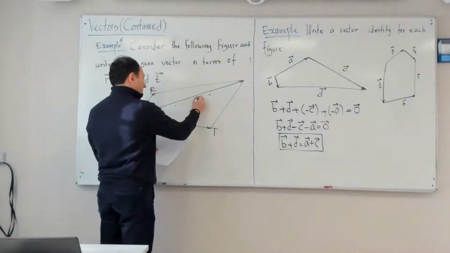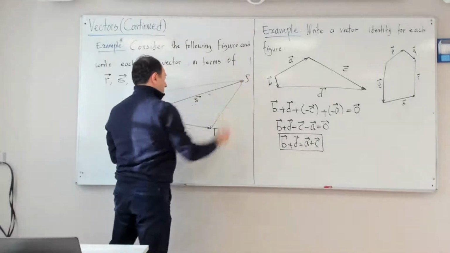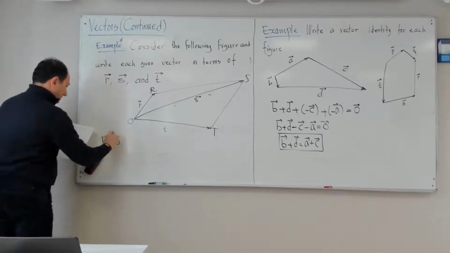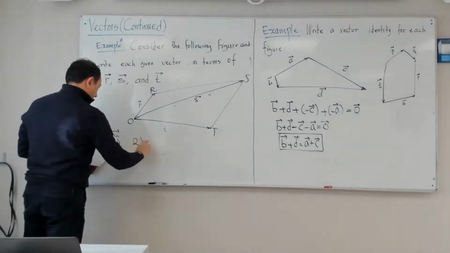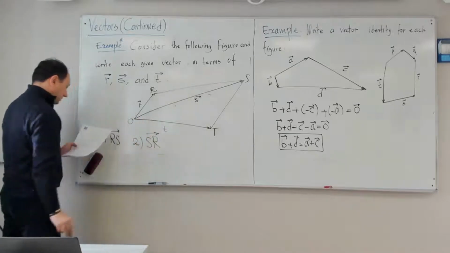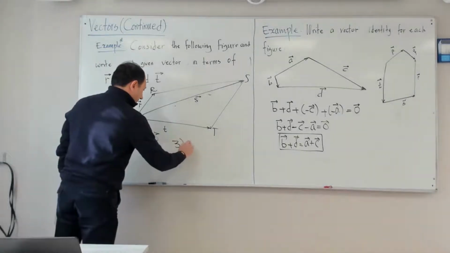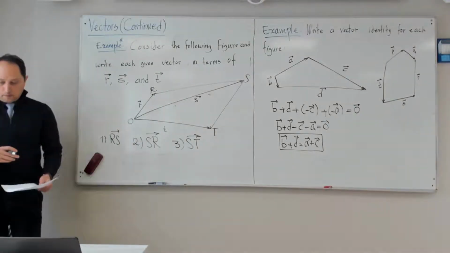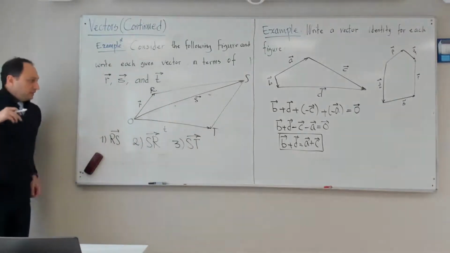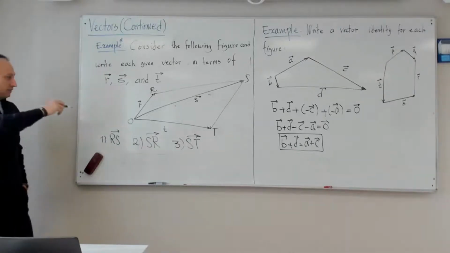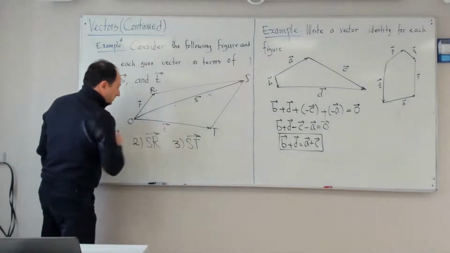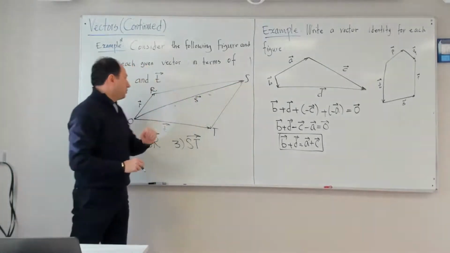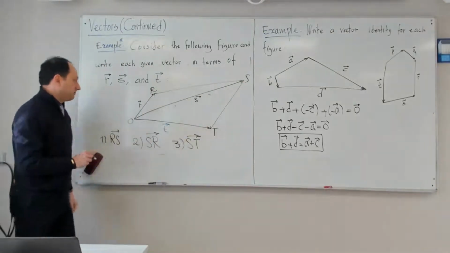So this is S, and then this is capital S. Okay, so I will write number 1, RS. Number 2, of course, this is simple if you can solve the first one, SR. Number 3, ST. Okay. By the way, sorry, this is also vector T. The small s as a vector, capital S as a point, capital R, capital O, capital T.